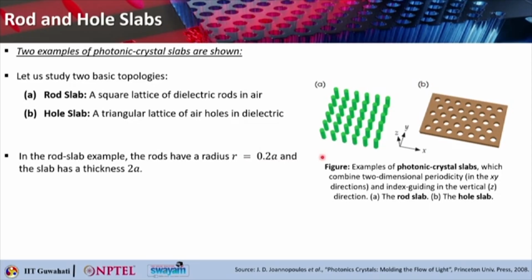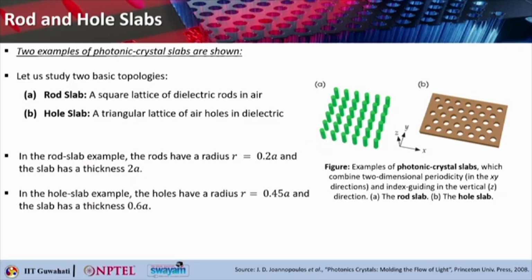So in the rod slab example, the rods have radius r equals 0.2 a, and the overall slab has a thickness of 2a. And if you go to this hole slab example, here the holes have a radius r equals 0.45 a, and the slab has a thickness of 0.6 a.